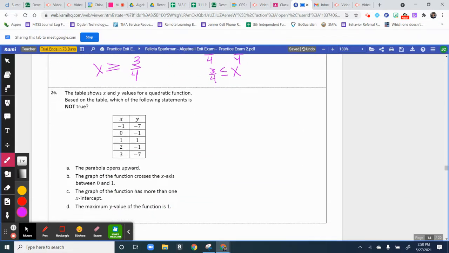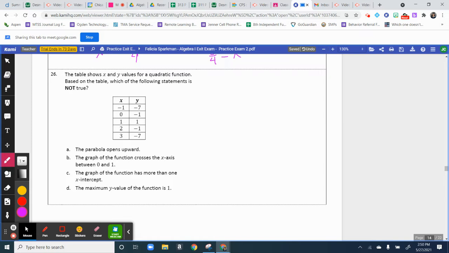26. The table shows x and y values for a quadratic function. Which of the following is not true? So I'm going to just make a little sketch of what this would look like. Okay. So negative 1, negative 7, it's about here. 0, negative 1, 1, 1. So I'm not being too careful here. 2, negative 1, 3, negative 7. So if I connected those dots, ta-da, okay.